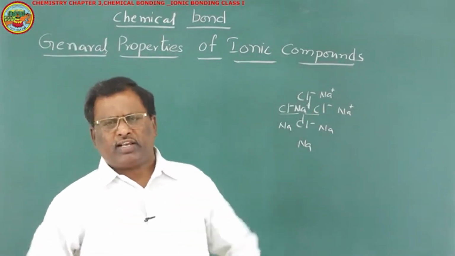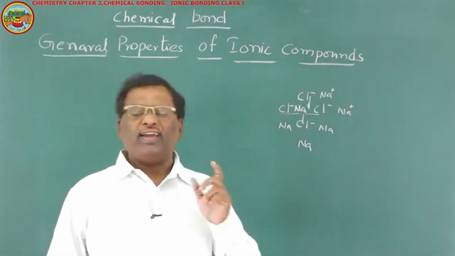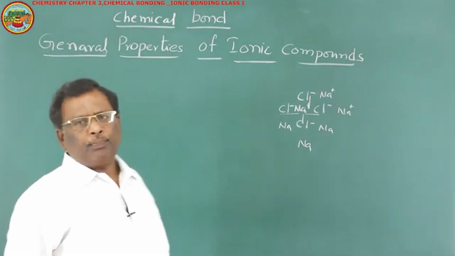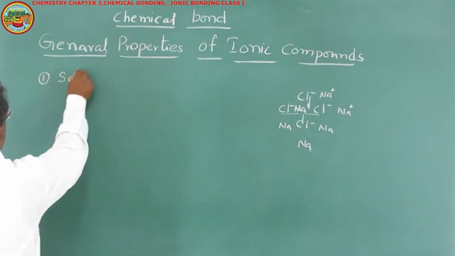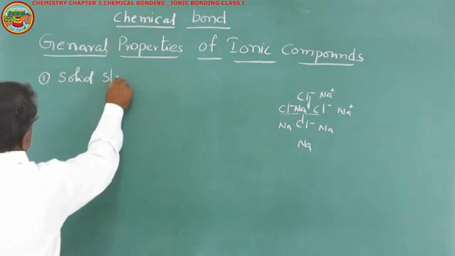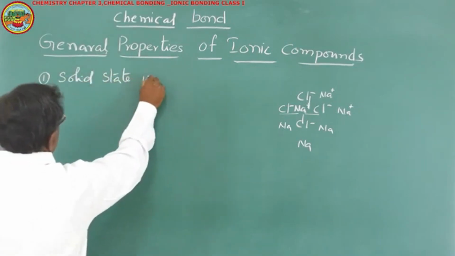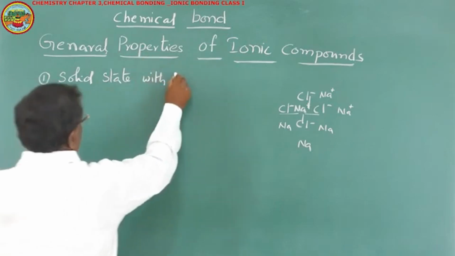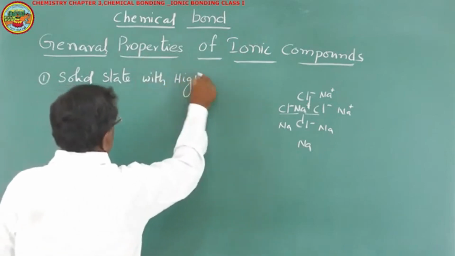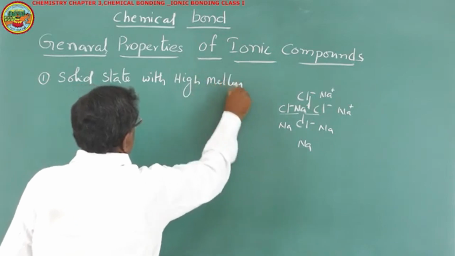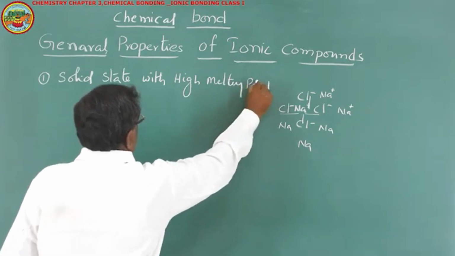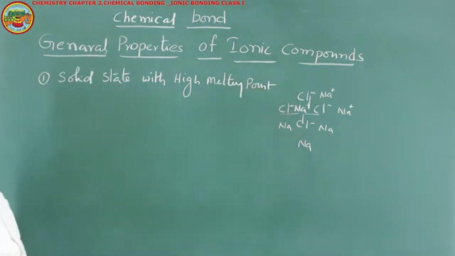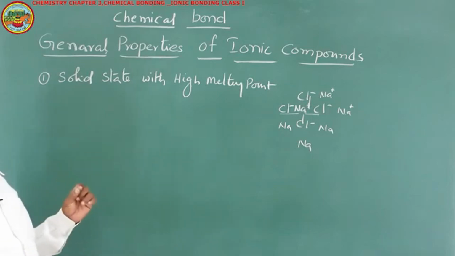These attractive forces are completely arranged. That's why ionic compounds are generally in solid state with high melting points. So ionic compounds are in solid state with high melting points.